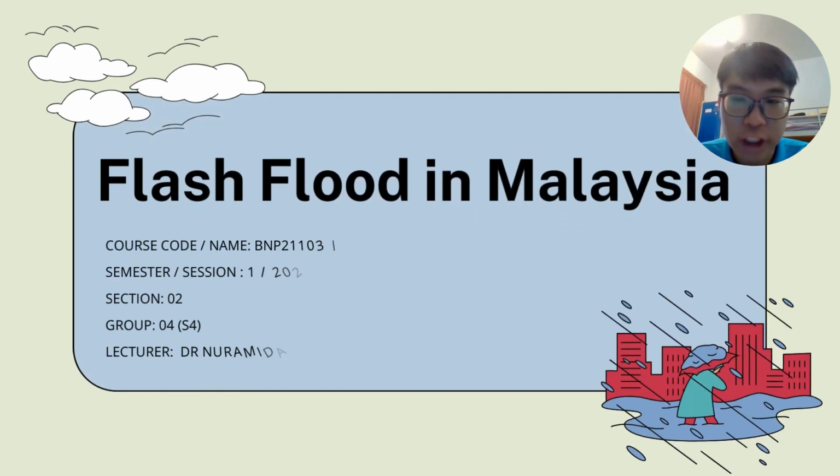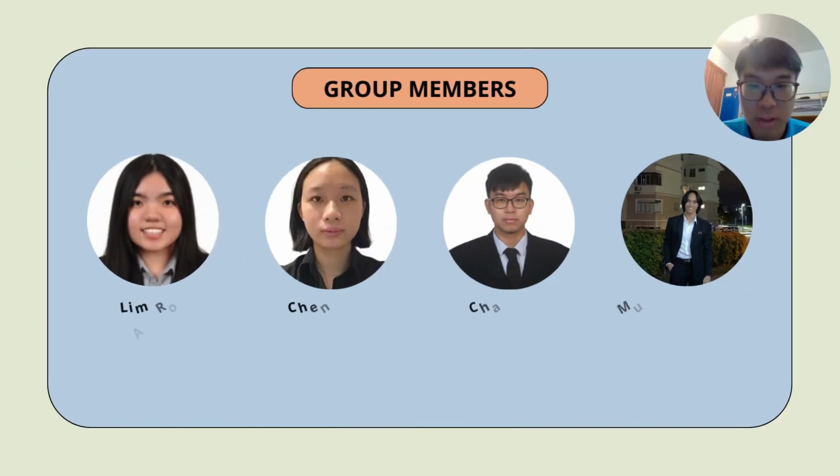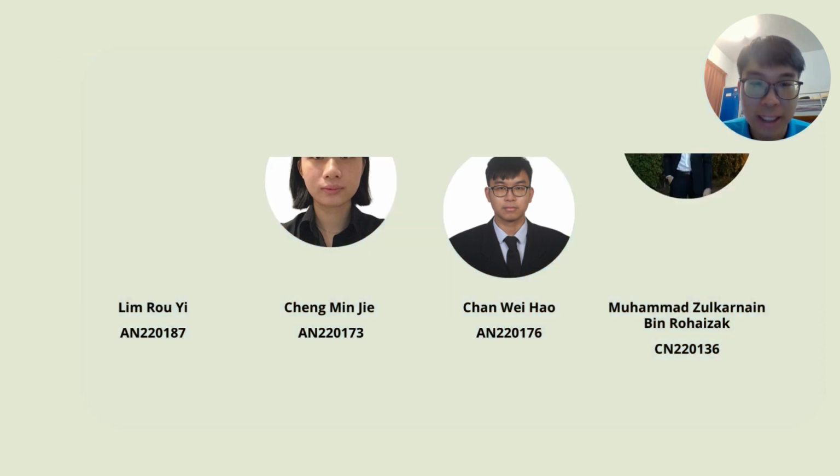We are from Group 4, Section 4. We are going to present flash flood in Malaysia. So these are our group members: Lim Rou Yi, Cheng Min Jie, Wei Hao and Muhammad Zulkarnain bin Rohaizak.